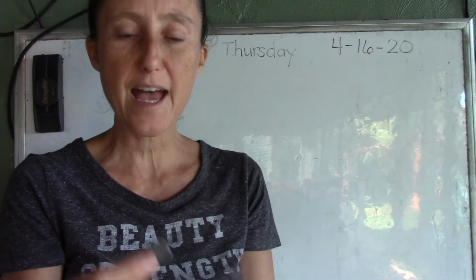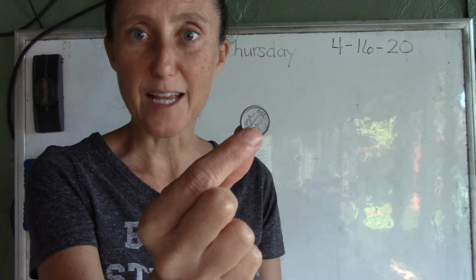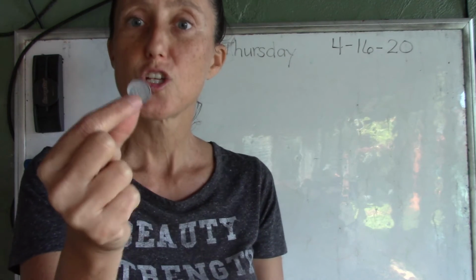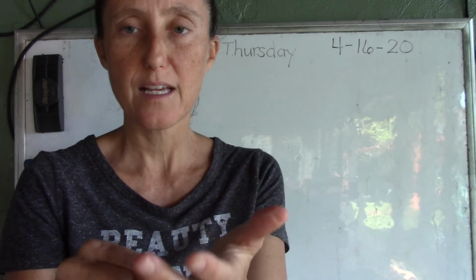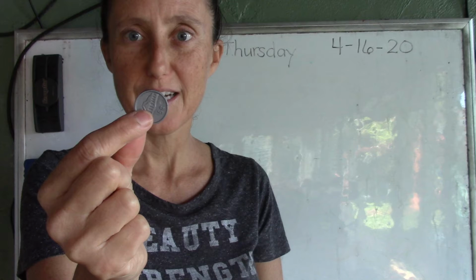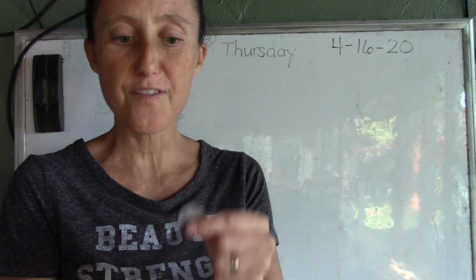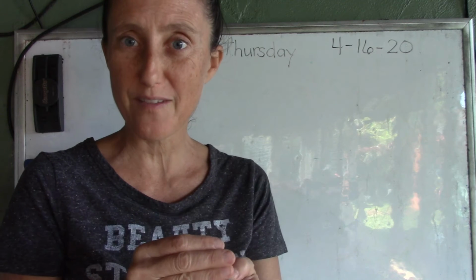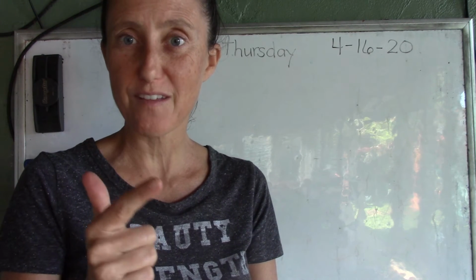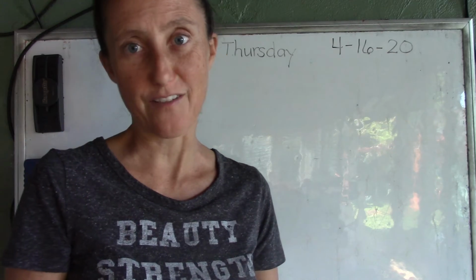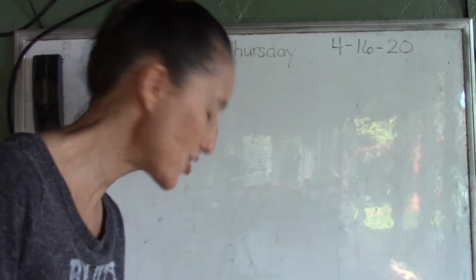Then I also have this little one, which is a dime, and it's worth 10. So 10, 20, plus 5 more, 25. So I have 50 plus 25 more. So 25, 50, 75. I have 75 cents. Good job.